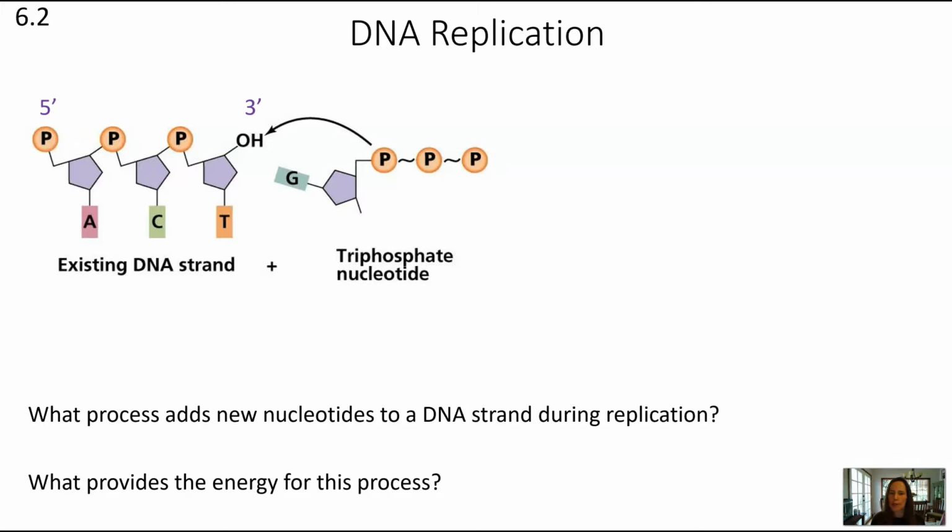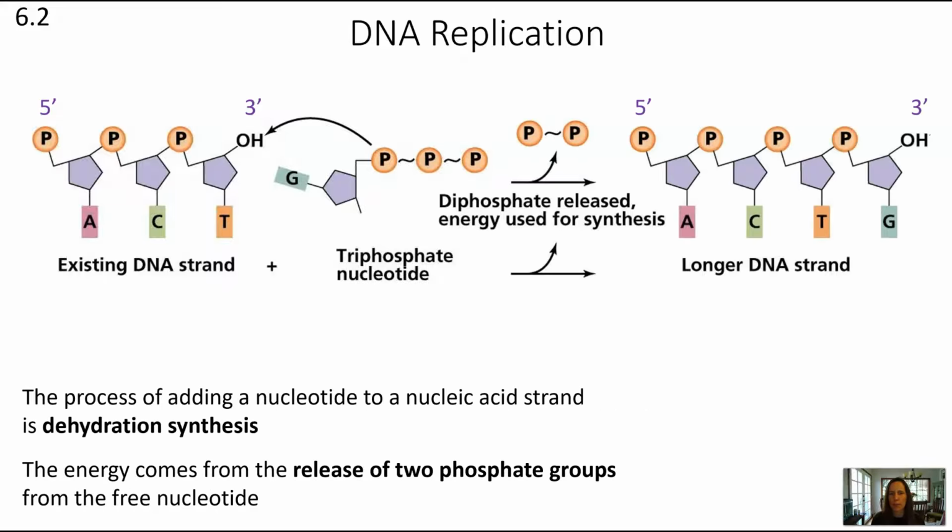So what process exactly is it that adds new nucleotides to a DNA strand during replication? So how do we get a single nucleotide added to a growing strand of nucleotides or nucleic acid? And then also, what provides the energy for this process? Well, the name of the process is dehydration synthesis. That's the general process for adding monomers to a growing chain to create a polymer.